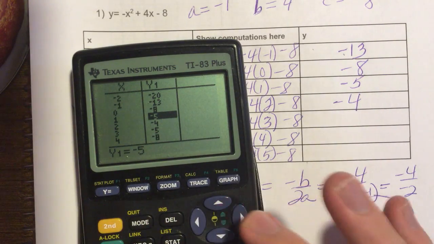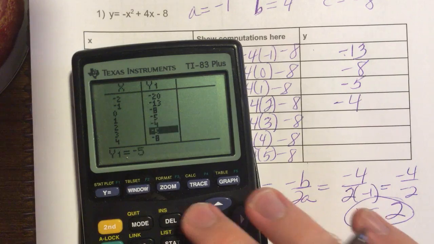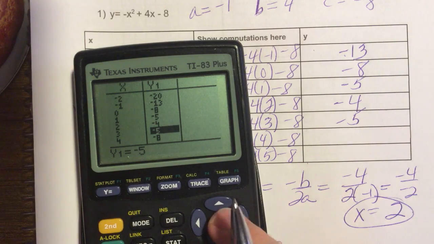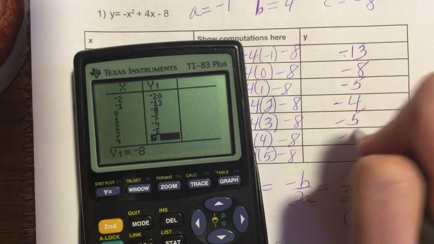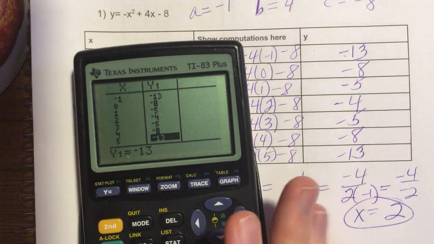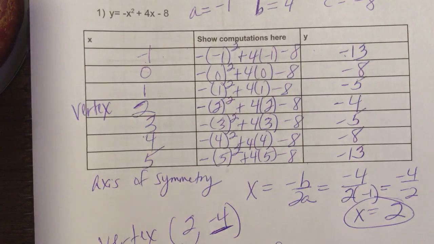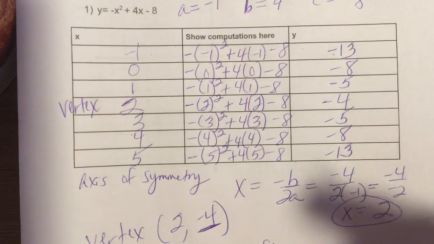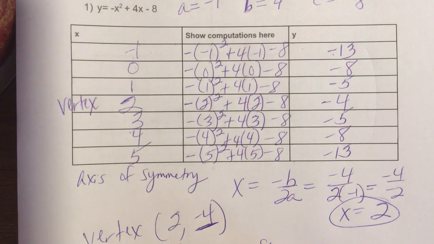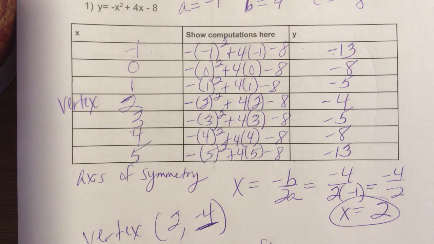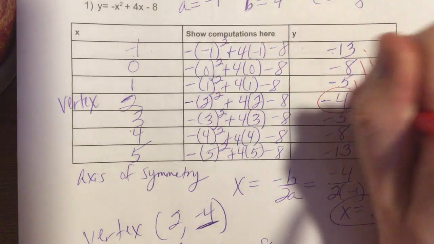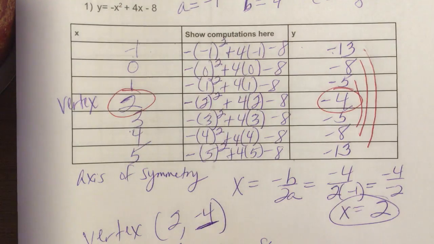We already know our vertex is right here, 2, -4. Then we have 3, -5. And then we have 4, -8. And then we have x is 5 and y is -13. So the ordered pair there would be 5, -13. And what you're going to notice is that you're going to see symmetry. These are going to match up, these are going to match up, these are going to match up, and that -4 is in the middle since it's your turning point, it's the vertex.